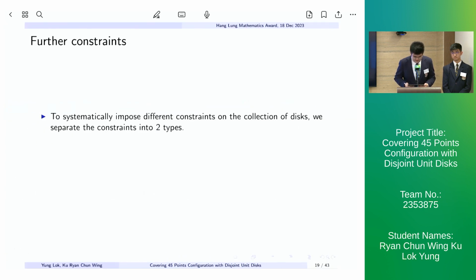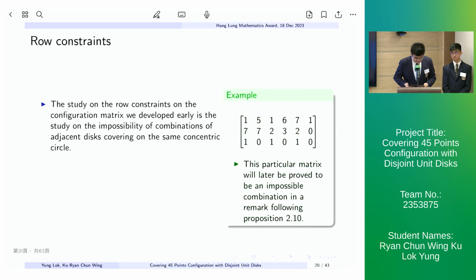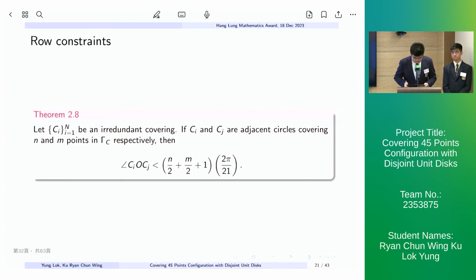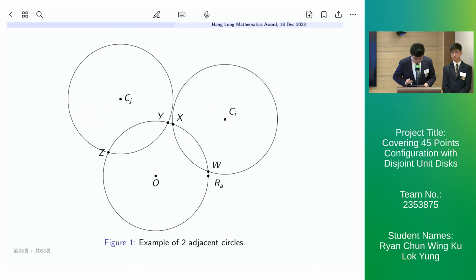So on to the main constraints. We can divide them into two sections: row constraints and column constraints. Firstly, we study the cases for the impossibility of combinations of adjacent disks covering on the same concentric circle in the row constraint section. In Theorem 2.8, we impose an upper bound on the angle between two centers of disks Ci and Cj with respect to how many points they cover in gamma C.